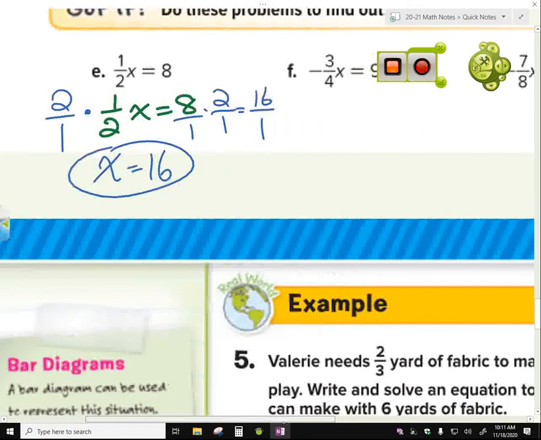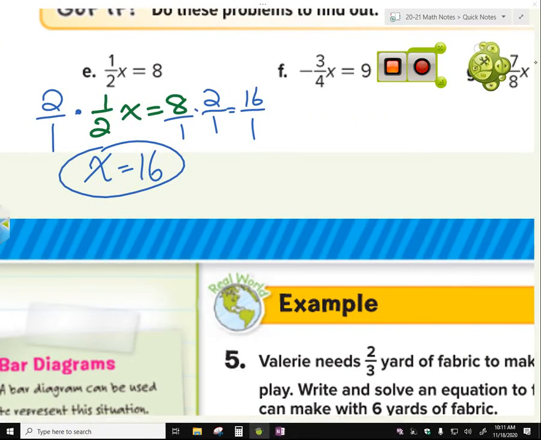Come on, there we go. Minimize, please. Thank you. Now, what is the reciprocal of this coefficient? Negative 3/4 x equals 9. Yes, negative 4/3. I'm going to rewrite it.